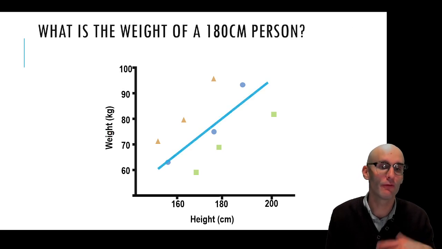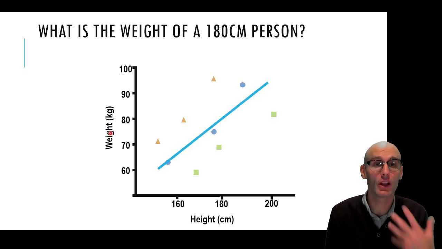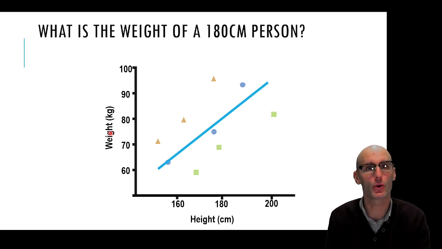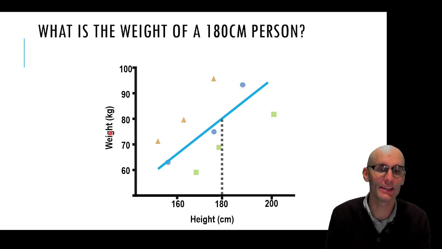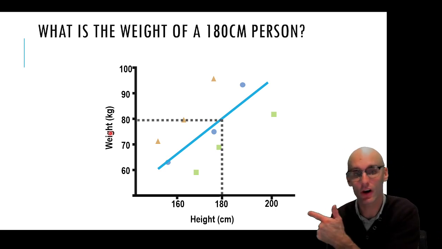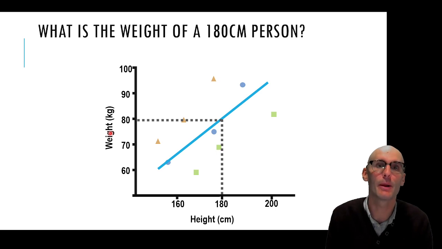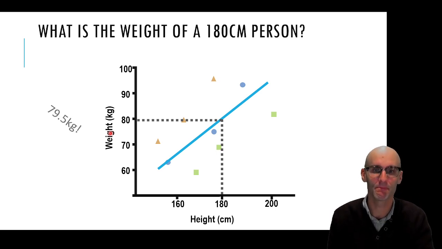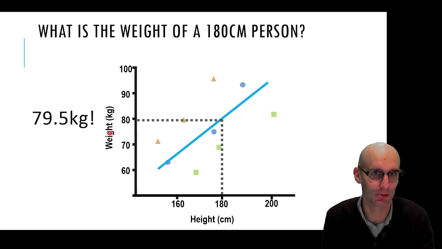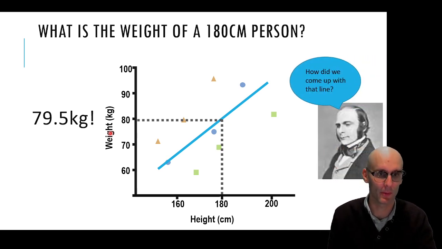To do that, first we'd draw a line. This is called a linear regression, and that line should closely model the data. What we will then do is draw a dotted line up from 180 centimeters and draw a line across to see how heavy we would predict that they would be. And the answer would be 79.5 kilograms. Well done. So that's our prediction using our statistical model.